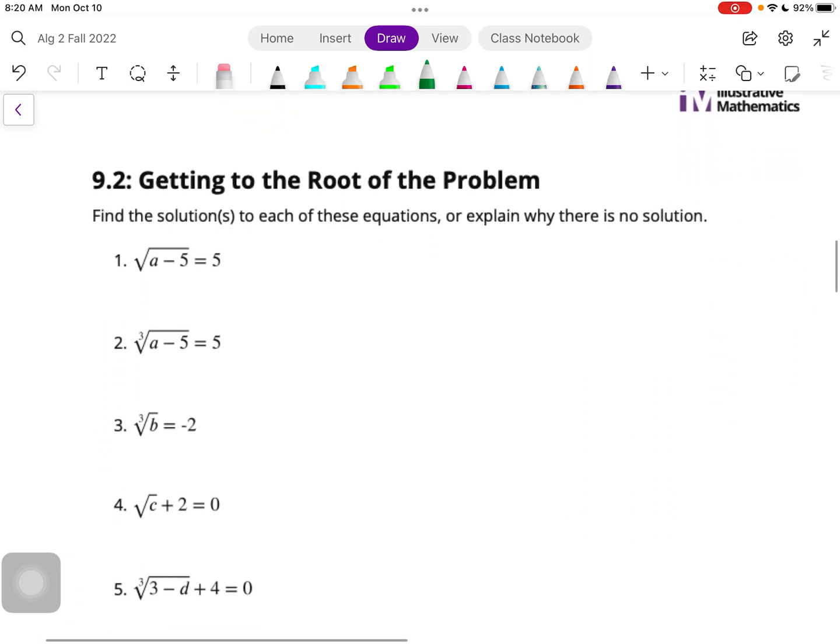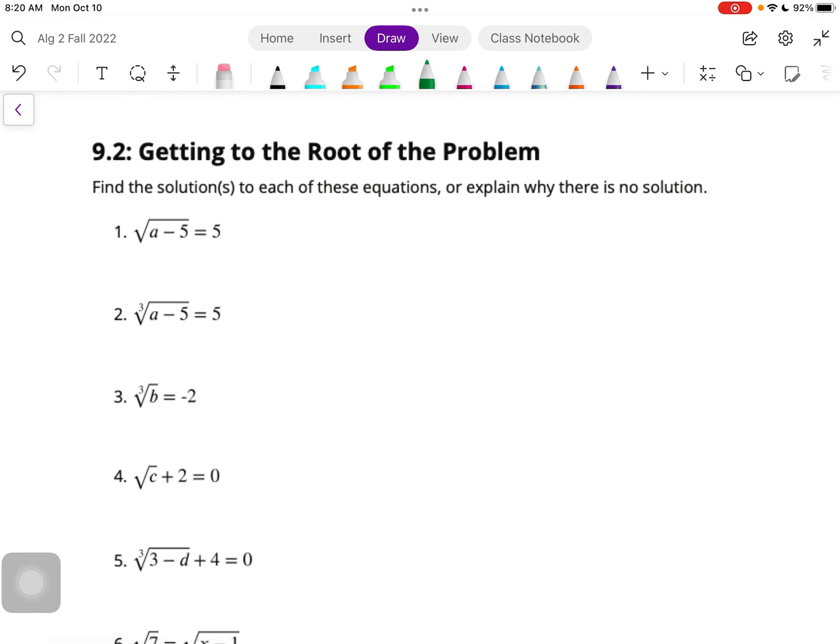All right, so let's take a look at 9.2. Getting to the root of the problem. Find the solutions to each of these equations or explain why there is no solution. All right, so for these problems, the easiest way to solve is to square both sides for number 1, because we want to get rid of our radical.